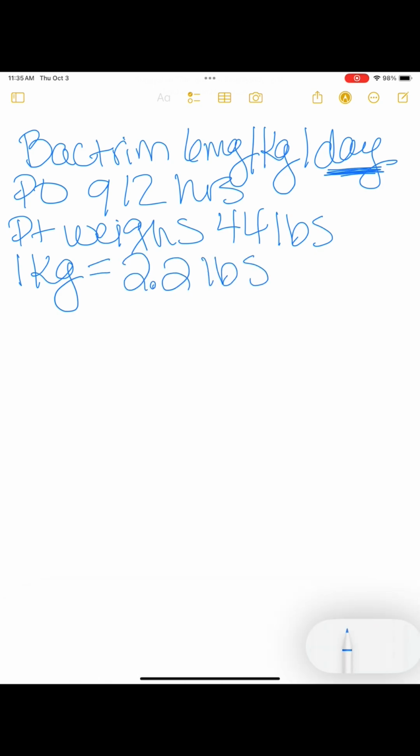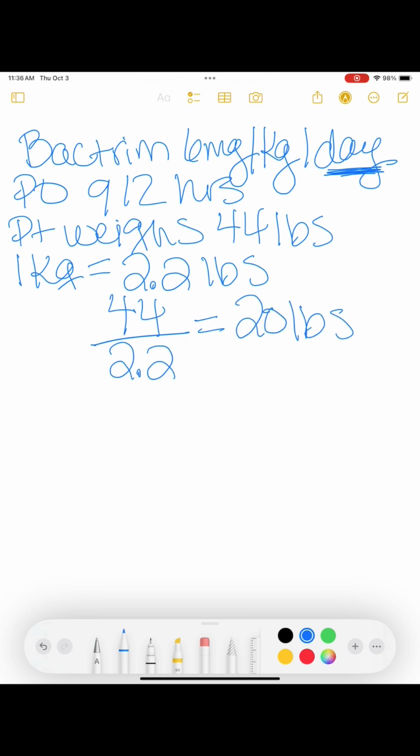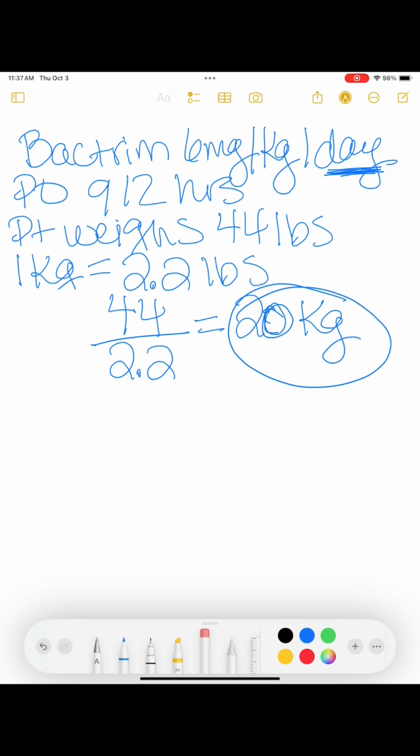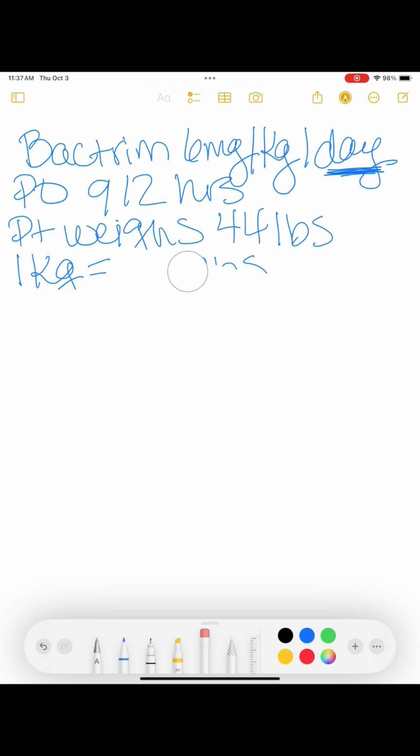So 1 kilogram equals 2.2 pounds. We already have pounds, so we're going to divide 44 by 2.2 equals 20 kilograms. And you see that there. So the patient weighs 20 kilograms. I made a mistake and wrote up top that the patient weighs 20 pounds, but I will correct it later. I have to delete some of the math that we do because otherwise I will run out of room with the rest of the problem.